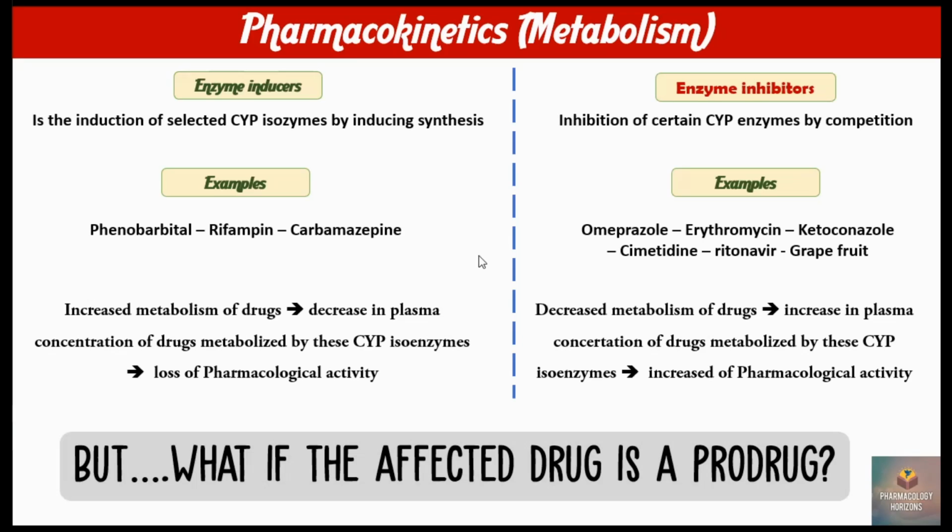So what if the affected drug is a prodrug? You can answer this question in the comments below. In most of the mentioned examples, we talked about a normal drug, which is given active. So when you induce the metabolism of an active drug, it will be metabolized faster and removed from the circulation faster. But how about if this drug is a prodrug? Then I think the activation of this drug will be faster, so it will have a more rapid onset. And the opposite is right for the enzyme inhibitors.